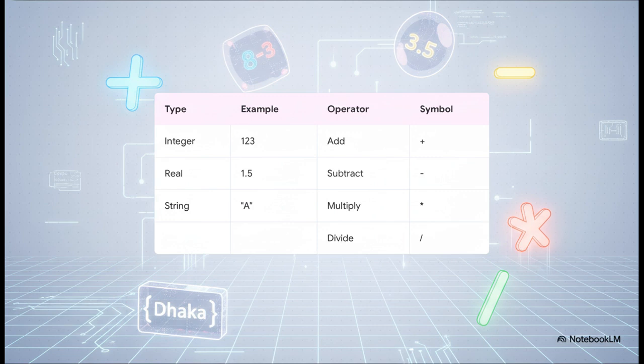Now, once we have our numbers stored securely as integers or real numbers, we can use the 4 arithmetic operators to do some math. A plus sign to add, a minus sign to subtract, an asterisk to multiply, and a / to divide.